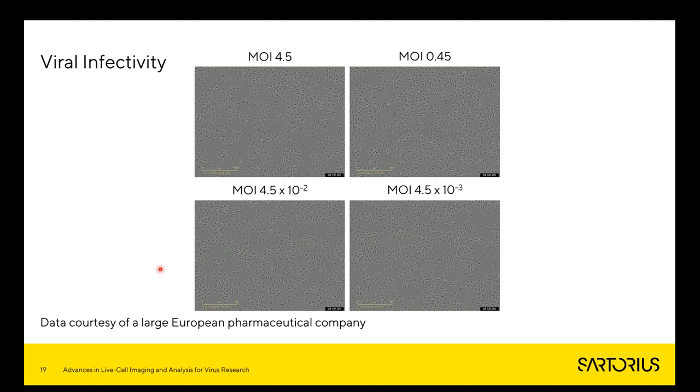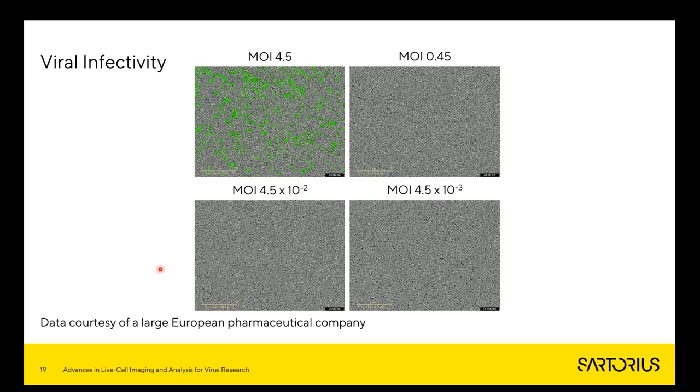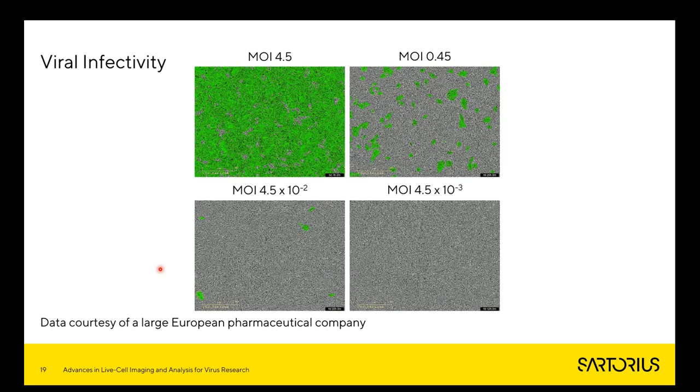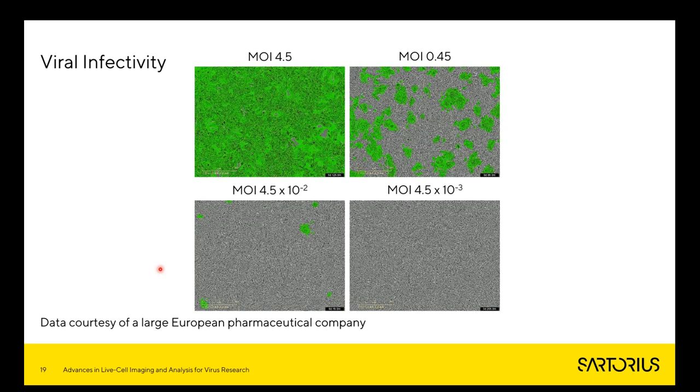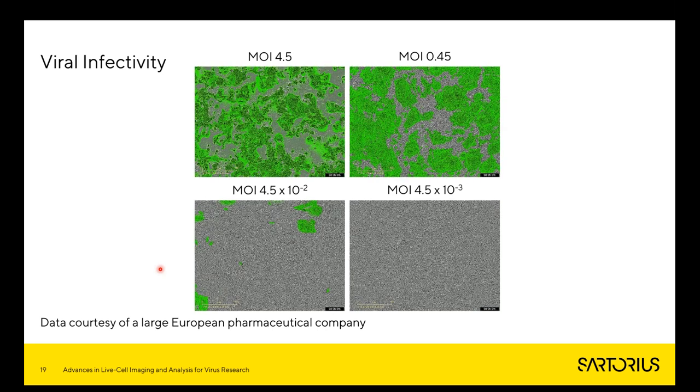So in this next example, researchers of this large pharmaceutical company in Europe use a GFP tag virus, and then they use different MOIs of this virus to effectively see the differences of viral infectivity by using GFP as a readout here. So these four videos clearly show that there is a clear difference between these four MOIs that were used.